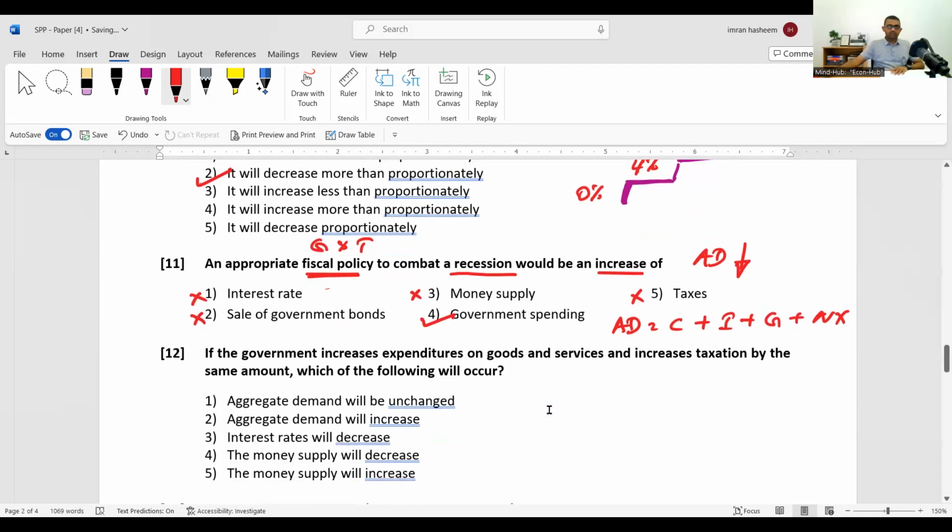Okay. Hopefully you guys are clear. Any questions, please ask. If the government increases expenditure on goods and services and increases taxation by the same amount, which of the following will occur? Can I tell you what the conceptual knowledge is? It's actually coming from a different unit.